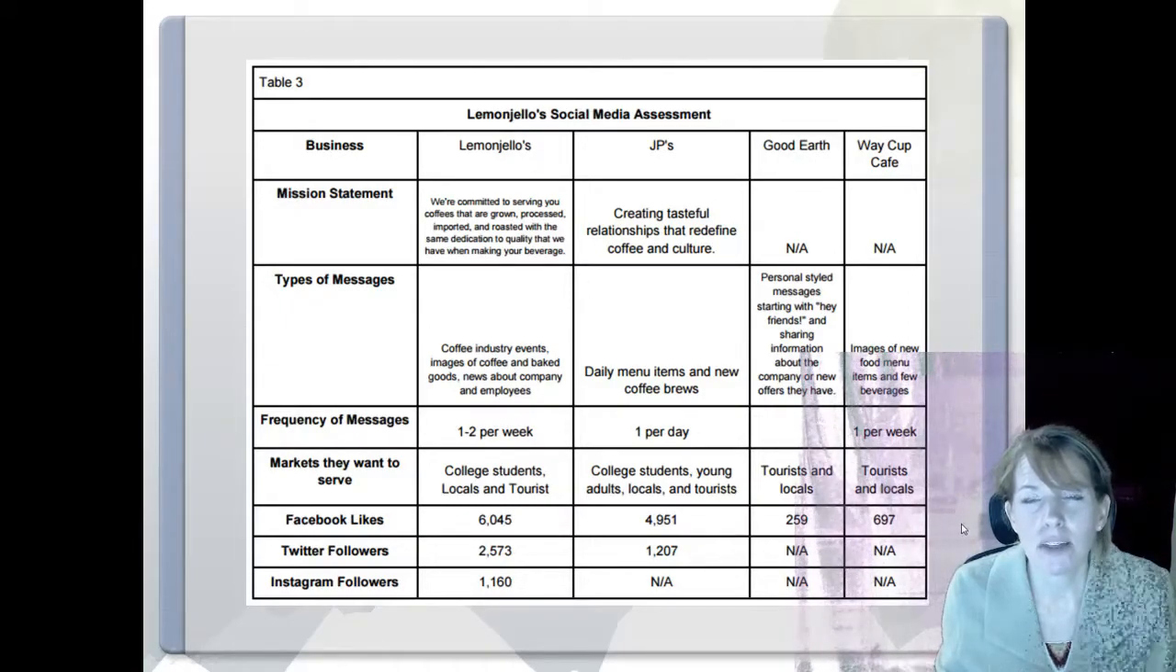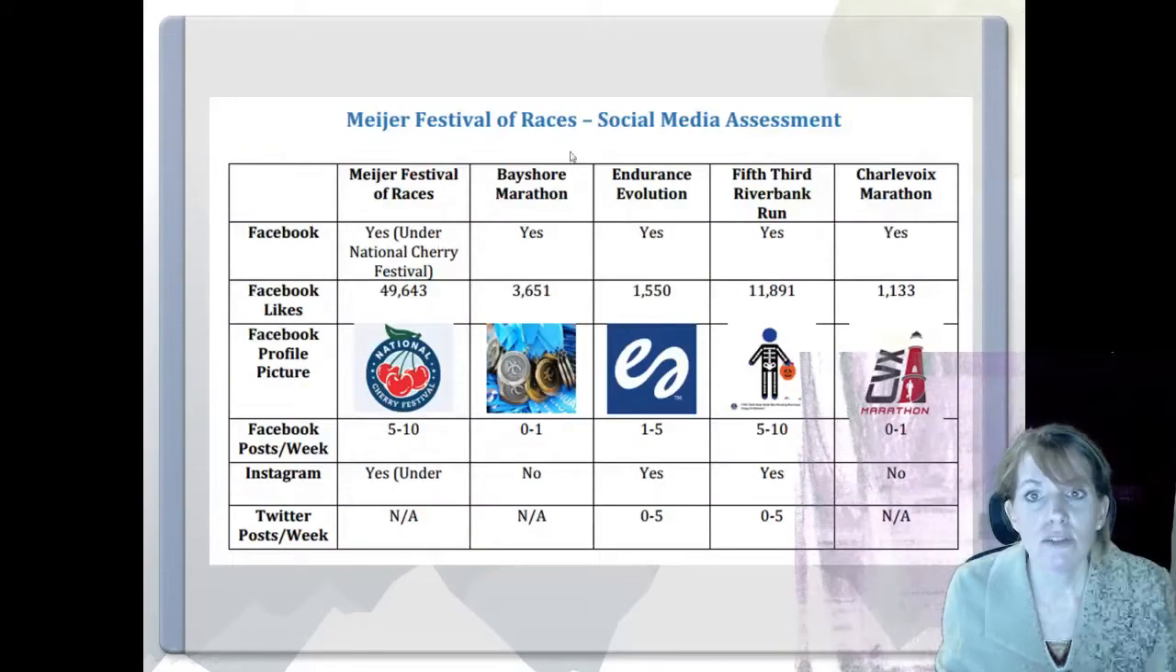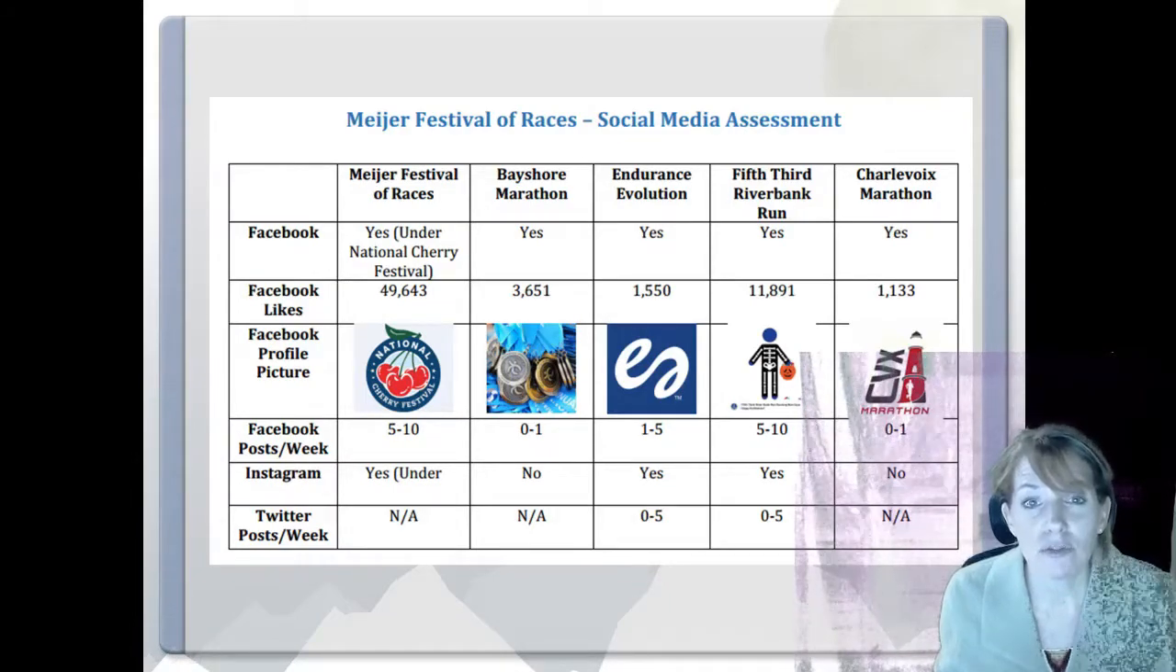Now what are we doing with our messaging? Festival of Races, social media assessment again for the running race at the National Cherry Festival. Again, 50,000 Facebook likes on the general Cherry Festival page, and they do Facebook posts 5 to 10 a week on average, but how many are festival of race, running race oriented, which is a little different because the Bayshore Marathon is just about a running race. And does the Cherry Festival need a separate page just for the race, or if they're going to embed it with the festival overall, what kind of attention are we getting there, kind of idea.